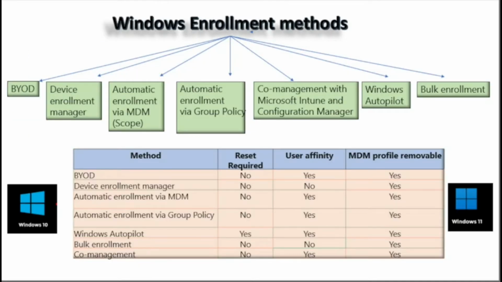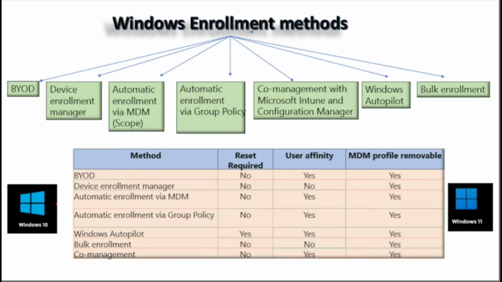Now let's talk about enrollment methods for Windows 10 and 11 operating system. So we can enroll Windows device through many methods. Some methods are user driven, meaning user needs to enroll the device either through company portal or by accessing work or school option. And some enrollments are admin driven methods in which admin needs to configure the settings so that device will be automatically enrolled in the Intune portal.